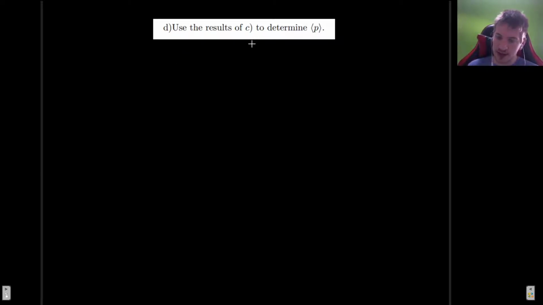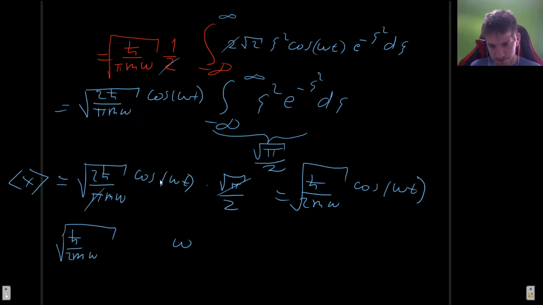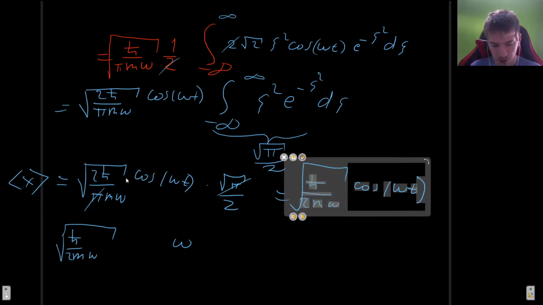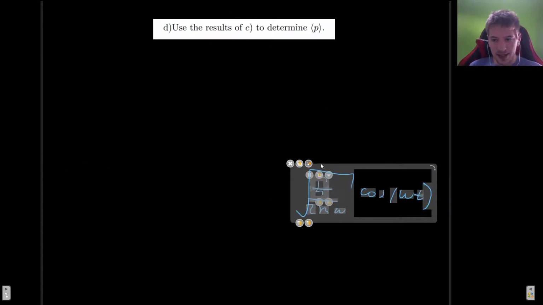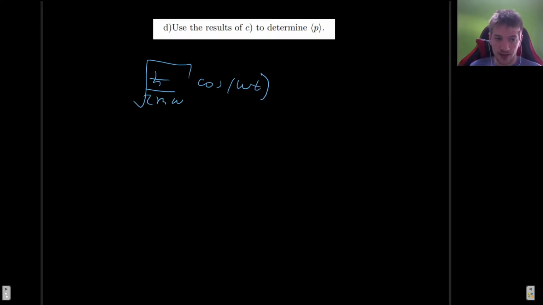Now we want to use the result of part C, which I will put back on the screen, this right here, to determine the expectation value of the momentum. You could go ahead and use the definition, the sandwich of the wave functions with the momentum operator, but that would be annoying. We want to use something that we discussed previously, which is that this expectation value of the momentum can be written as the expectation value of mv, because we are talking about classical particles. It's not relativistic, so we can use this normal momentum.